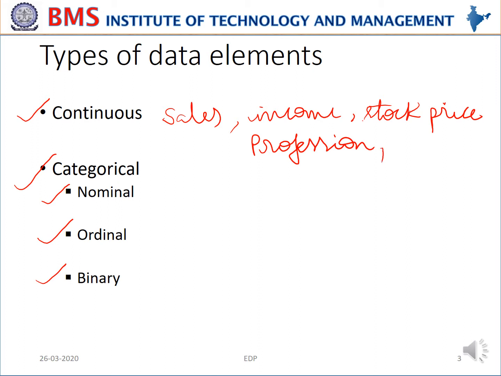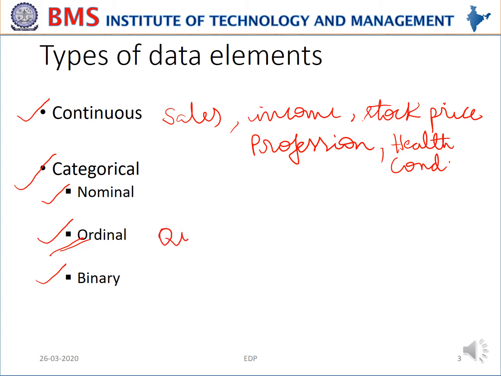Or health condition of a patient. Say he is diabetic or blood pressure high, blood pressure low. All these are health conditions which can be nominal, right? There isn't any specific ordering. But when we come to the next category of categorical data elements, they are ordinal, meaning they can take on a limited set of values but with a meaningful ordering in between.